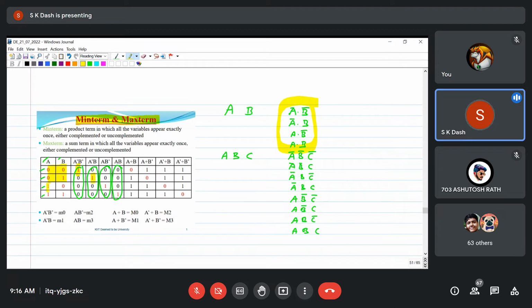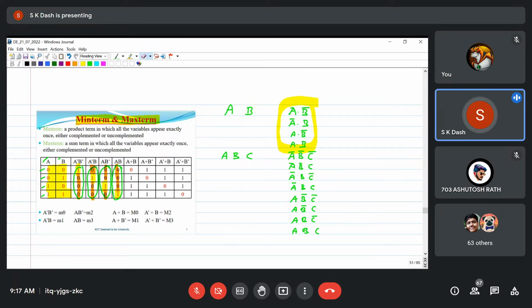They are 1 only for a particular combination. For other combinations, these outputs are 0. This A bar B bar is 1 only for 0 0. For other combinations, this output is 0. Similarly, A bar B is 1 only for 0 1. For other combinations, this output is 0. Similarly, A B bar is 1 only for input 1 0. For other combinations, output is 0. Similarly, AB is 1 only for double 1 input. For other inputs, this output is 0.